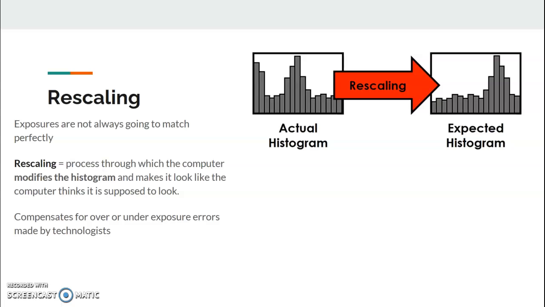Rescaling, the exposures are not always going to match perfectly. So processing under the actual histogram, using the rescaling option to the expected histogram. It's a process through the computer that's supposed to modify the histogram and make it look like the computer wants it to. It can essentially compensate for over and under exposures that are made by technologists, but it's not always going to be perfect.